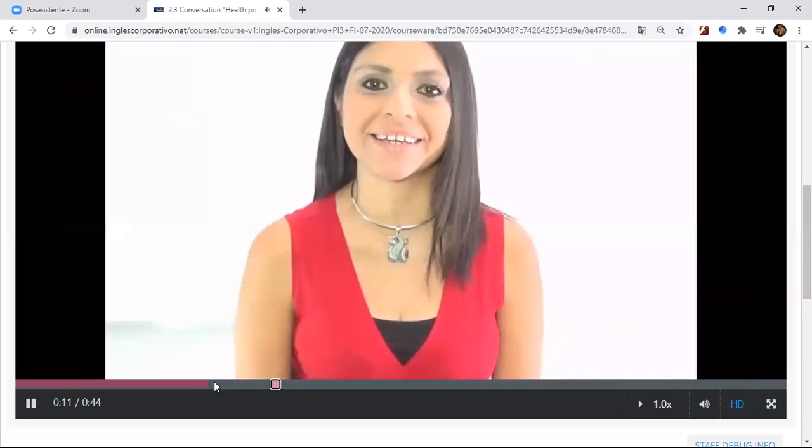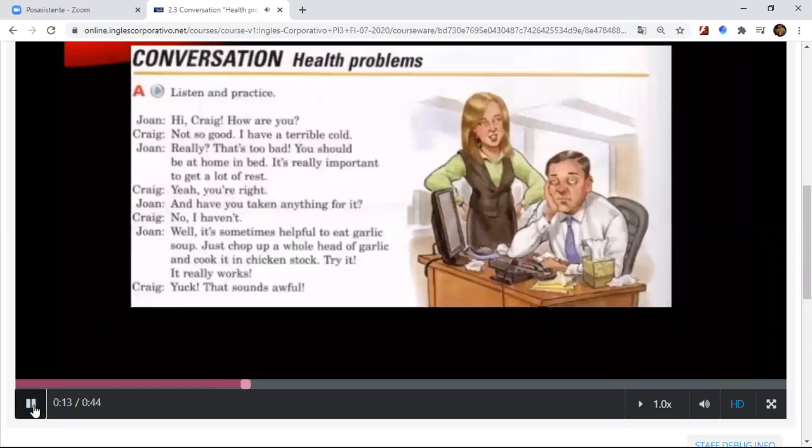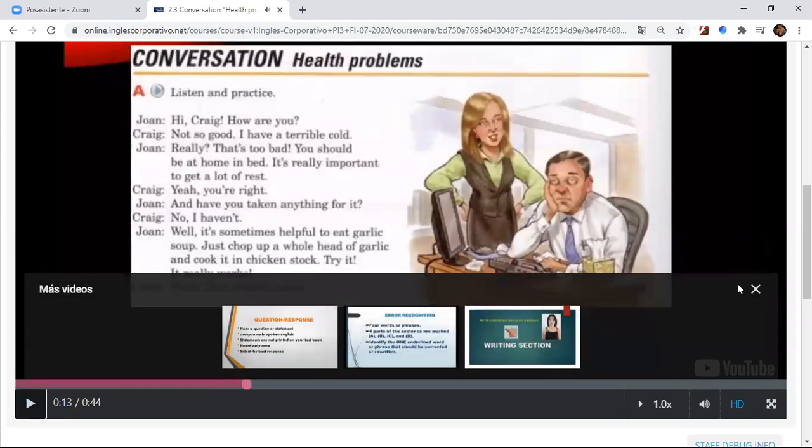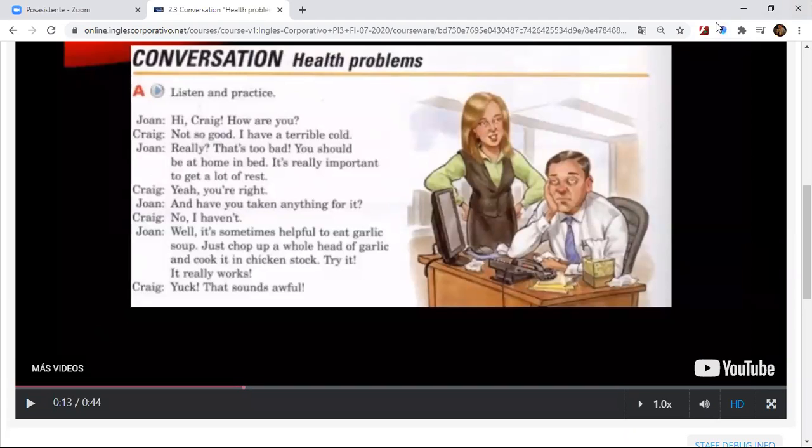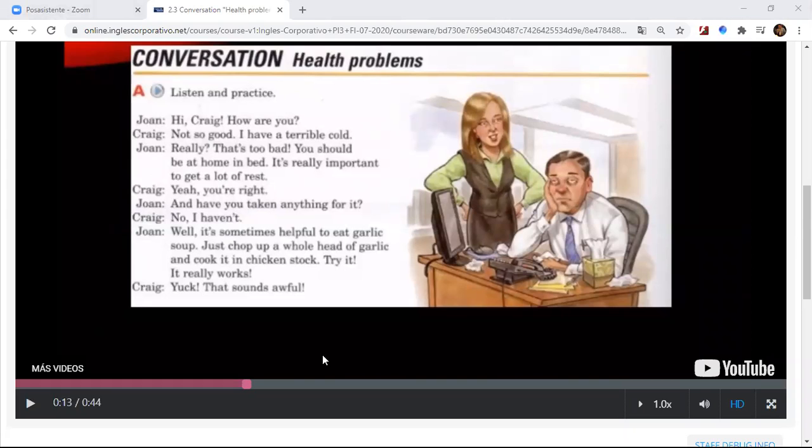Okay, good. Interesting, right? Now, let's practice the conversation together. First, the teacher is going to say, and you repeat. And later, the second part, we're going to listen to the audio. Just give me a second. I have two messages here. Later I will read the two messages, but now let's practice right now, please.